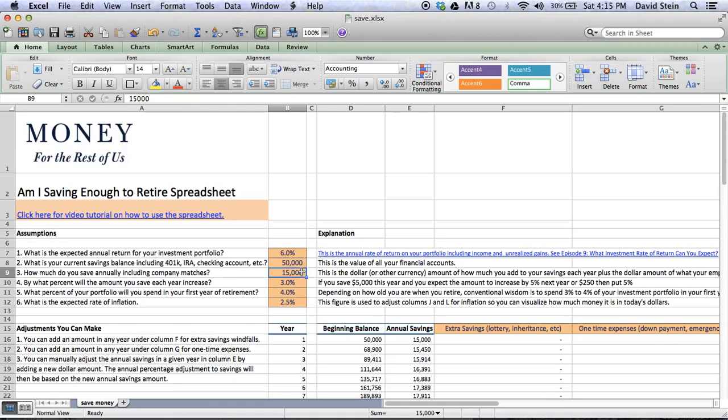How much are you saving annually, including company matches? And so what's the total amount of new savings entering your investment portfolio? In this case, we use $15,000.